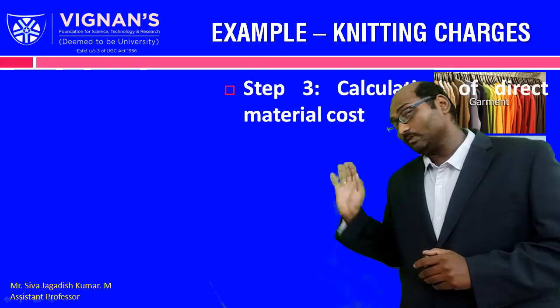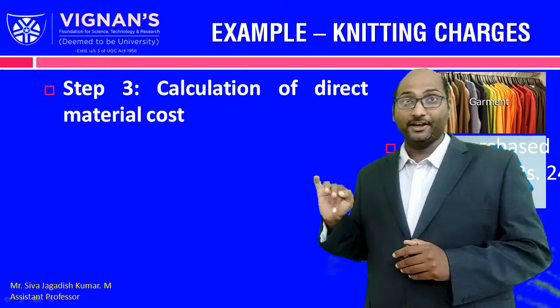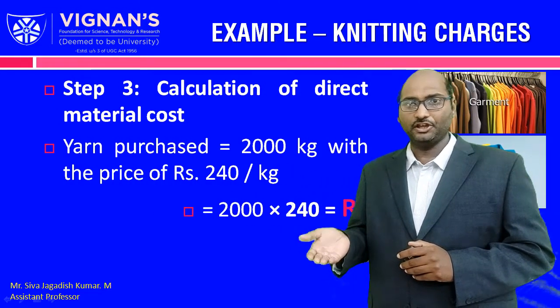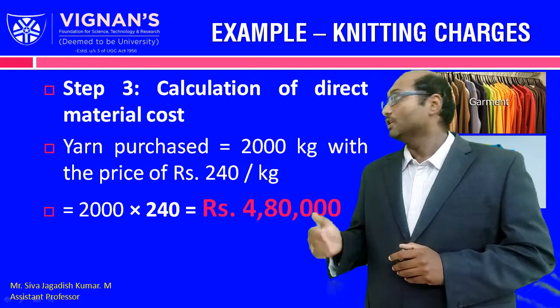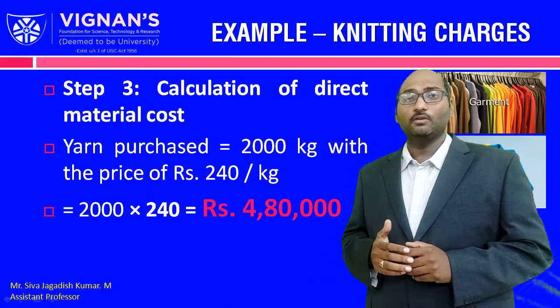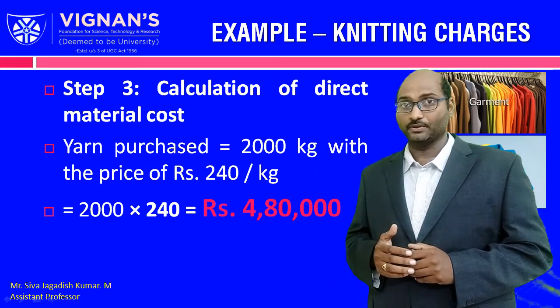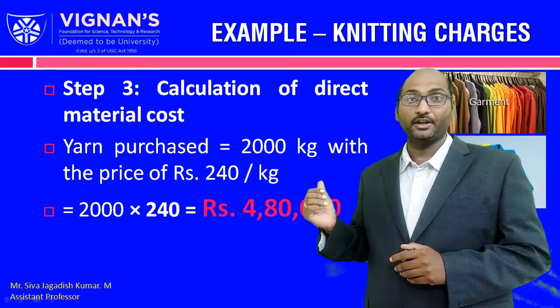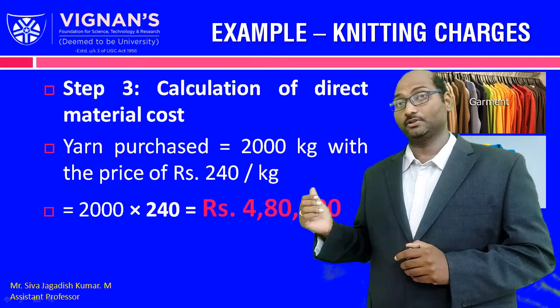Similarly, the calculation of direct material cost. Since the company is purchasing 2000 kg and each kg is 240 rupees, the cost of raw material is 4,80,000 rupees. Labor cost is only 7,000 odd. But the cost of material is 4,80,000, isn't it?